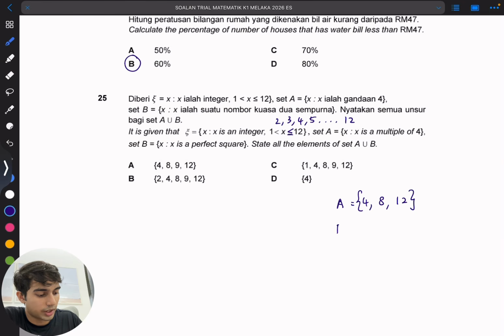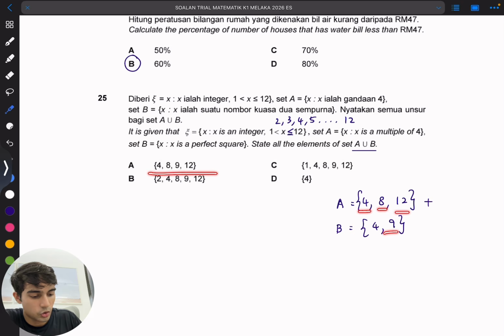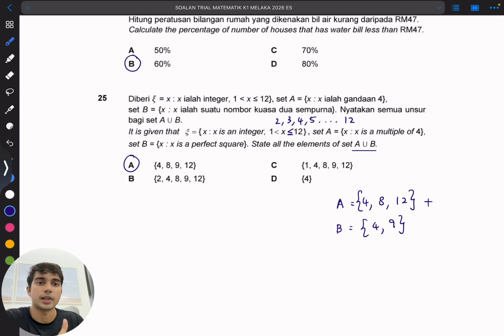Then set B is a perfect square. Perfect square means numbers that we can square root. So 1 square is 1. You can't take 1 here because our total numbers are 2 to 12. 2 square is 4. 3 square is 9. 4 square is 16, cannot. So this is set A and set B. State the elements of set A union B. Union means you just plus. That means you take everything. So we have 4, 8, 12 and 9. No need to take the 4 again, it's just the same 4. So 4, 8, 9, 12. A. Done.